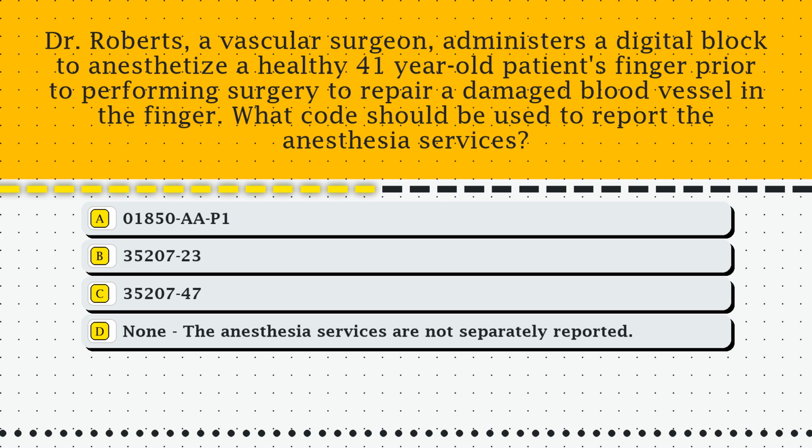Option A, 01850 AAP1. Option B, 35207-23. Option C, 35207-47. Option D, none. The anesthesia services are not separately reported.